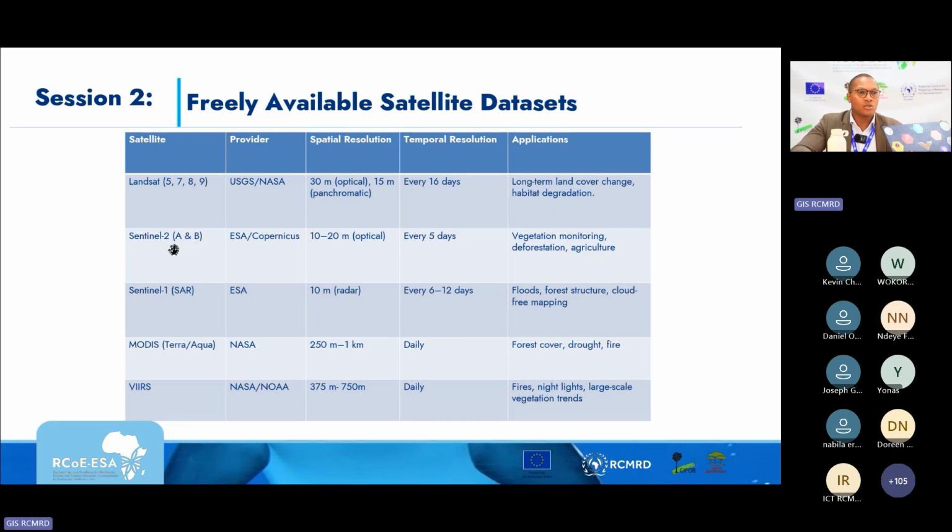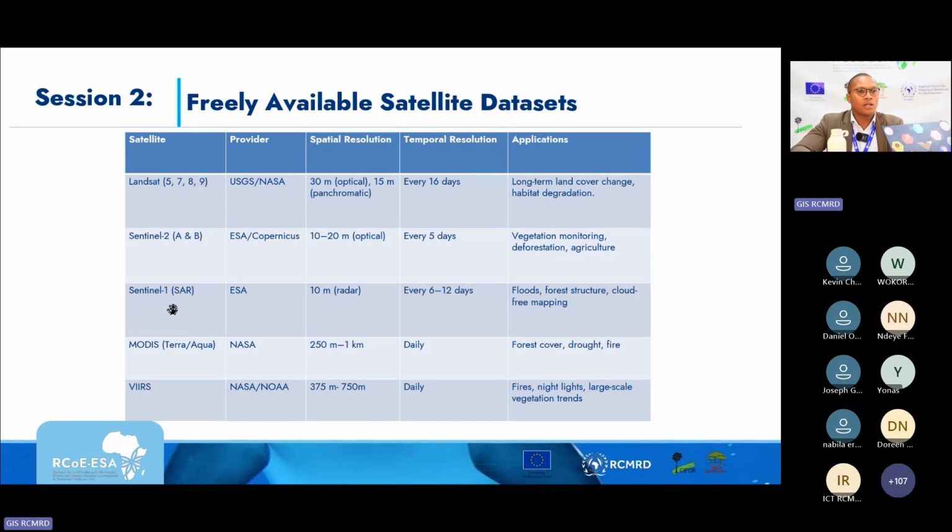We also have Sentinel-2 A and B. The provider is Copernicus or the European Space Agency. It has a spatial resolution of between 10 to 20 meters optical. The temporal resolution, or revisit time, is every 5 days, with applications the same as Landsat: vegetation monitoring, agriculture, deforestation.